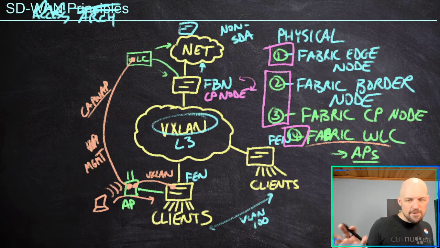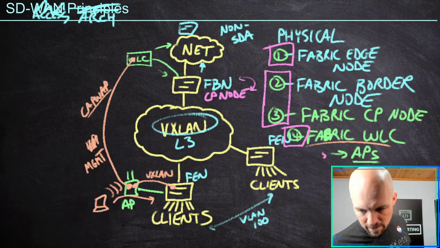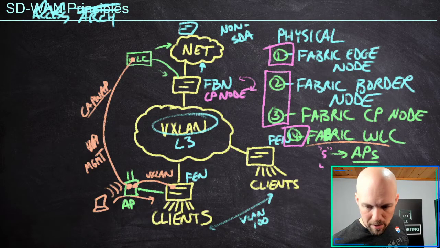There is a pseudo fifth role. I guess we already sort of have a fifth role with the access points. But another pseudo fifth role would be the concept of, you see that? All right. I'm trying to stay outside of underneath. We'll call it an intermediate node.